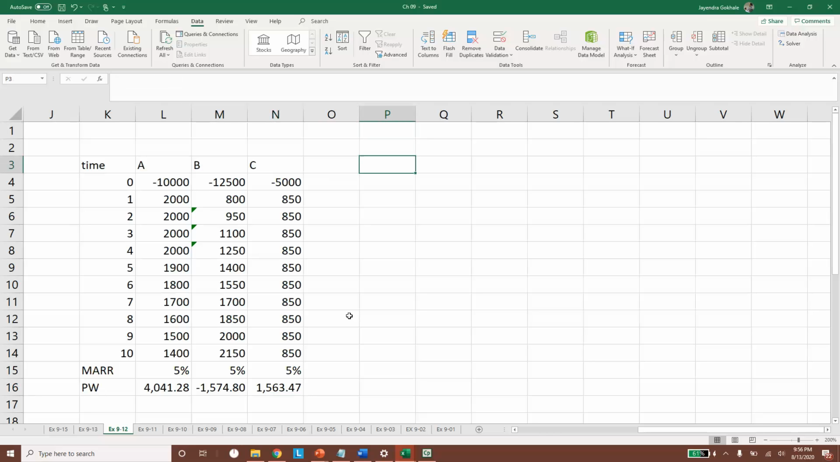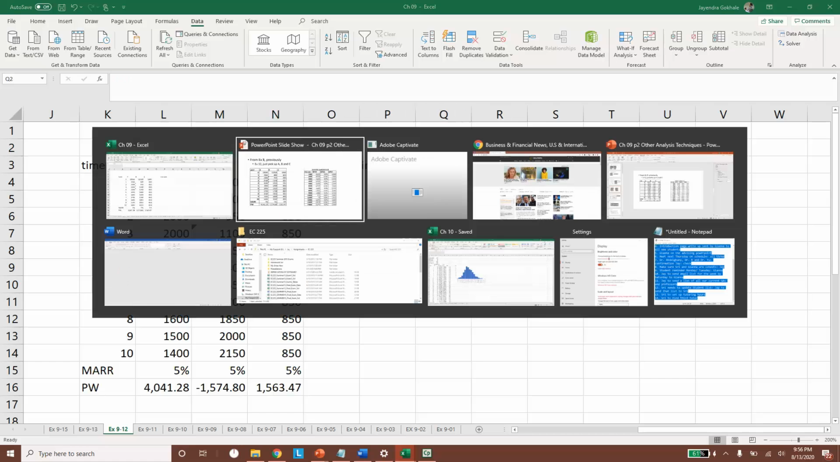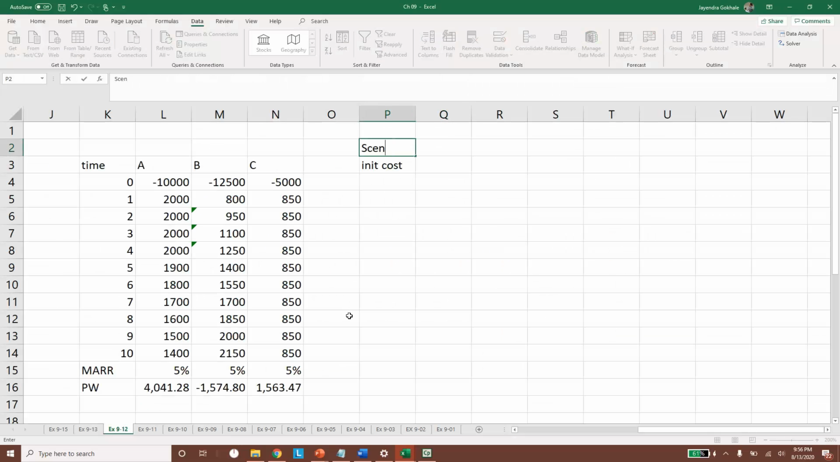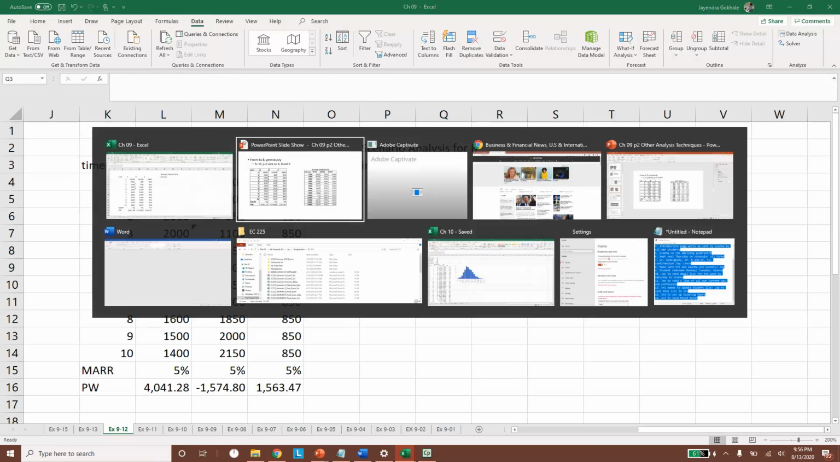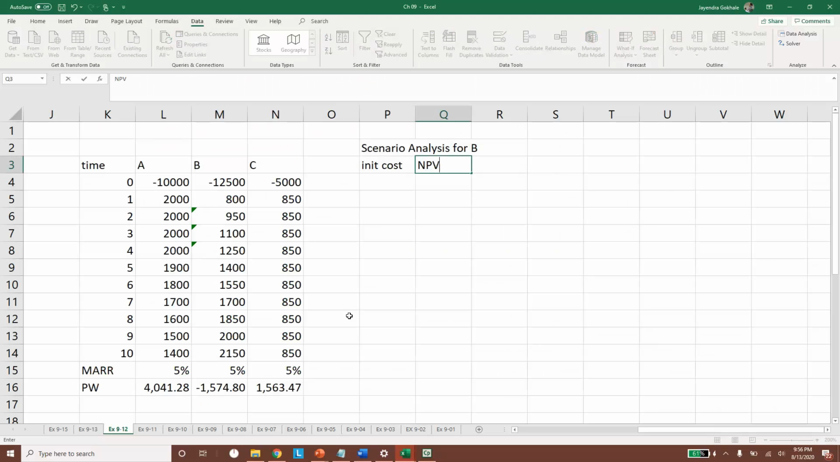Now, here is the initial cost for B. This is a scenario analysis for B. Initial cost versus NPV B5 at 5%. And then NPV, well, wait a minute. I know how to do this. NPV first A, and we'll swap it. NPV B5, and then NPV, or we can keep it there as well, no problem.